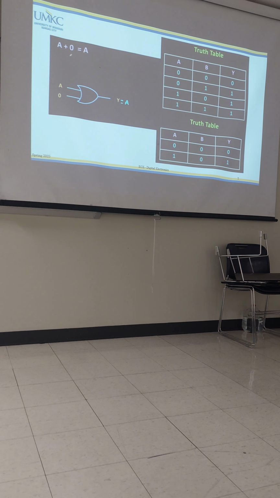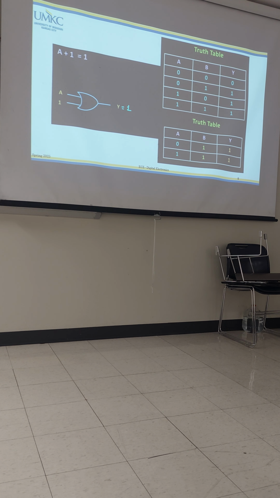Now, a few rules for the OR gates. If you have one input connected to the ground and you are using an OR gate, the output will follow the input. So if A equals 1, output will be 1; if A equals 0, output will be 0. Opposite to the AND gate. And this is the truth table.